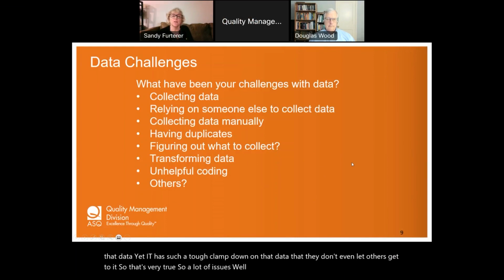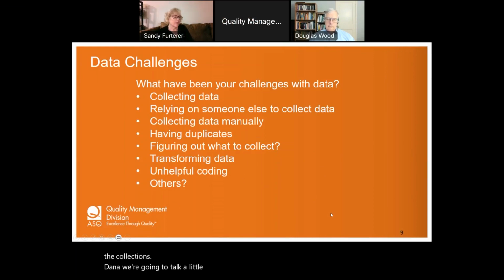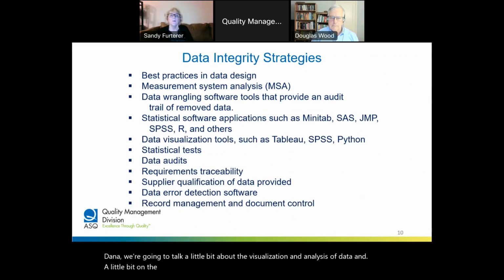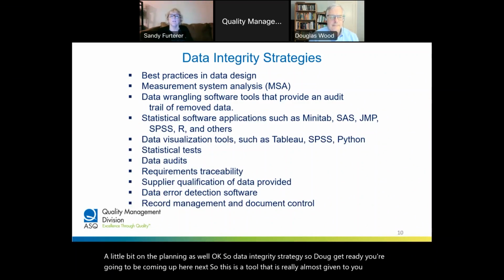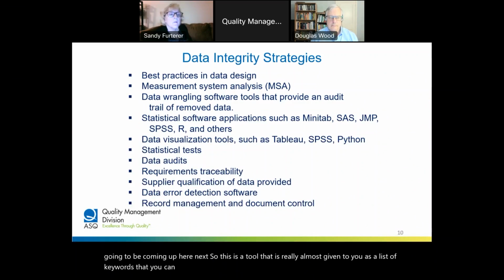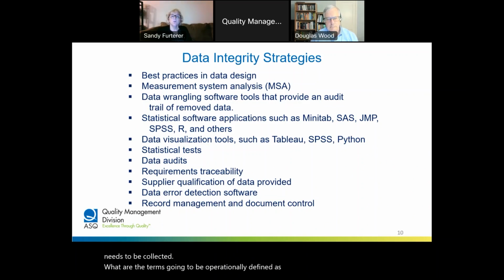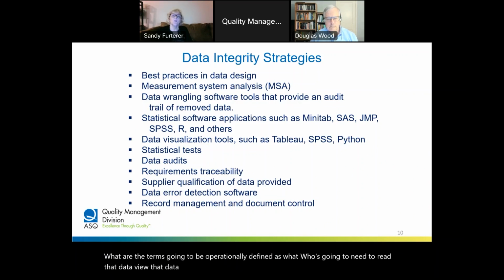Well, we're going to talk a little bit about the collection of data, a little bit about the visualization and analysis of data, and a little bit on the planning as well. Okay, so data integrity strategy. So Doug, get ready. You're going to be coming up here next. This is a tool that is really almost given to you as a list of keywords that you can search a lot more on after the webinar ends, because these are whole webinars in and of themselves. The whole concept of designing that data: defining what data needs to be collected, what the terms are going to be operationally defined as, who's going to need to read that data, view that data, who's going to need to update the data, who can delete that data.